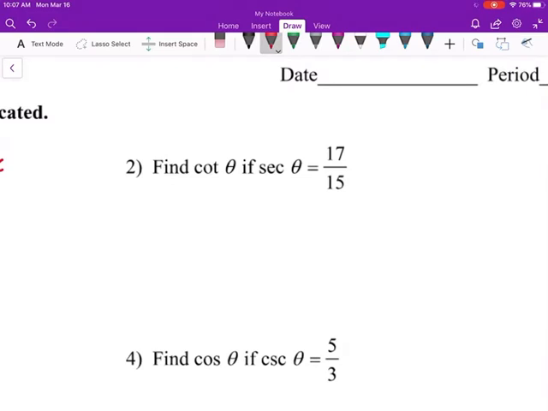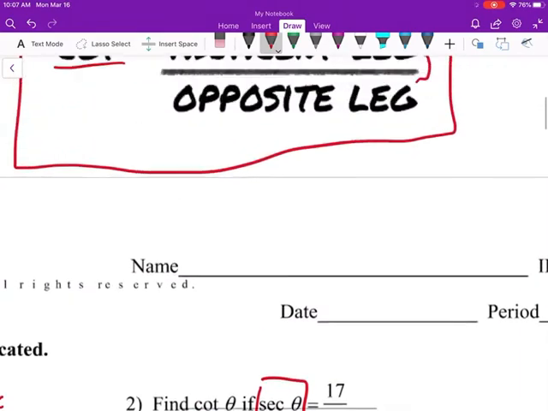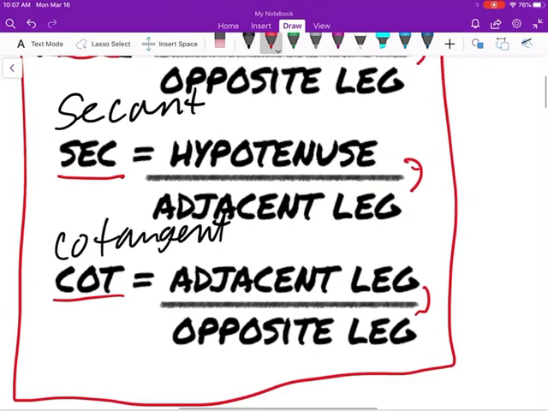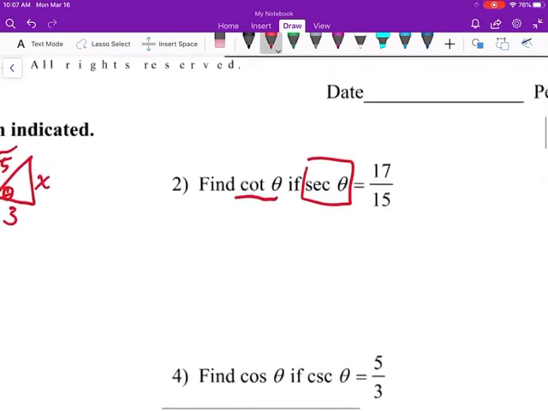Notice this. We have the cotangent of theta if the secant of theta is 17 over 15. Now secant, if we come up here, secant is the hypotenuse over the adjacent leg. So coming over here, that's going to be the hypotenuse. This is the adjacent. Okay, so I'm going to draw my triangle. It's a terrible right triangle, but you get my idea. So let's make this theta. That means this is going to be 15.